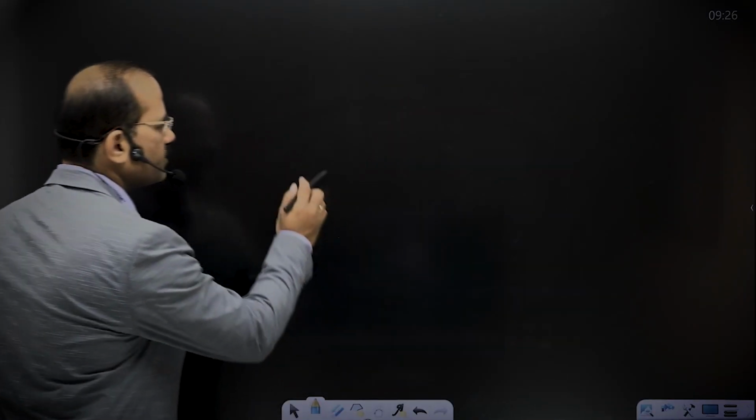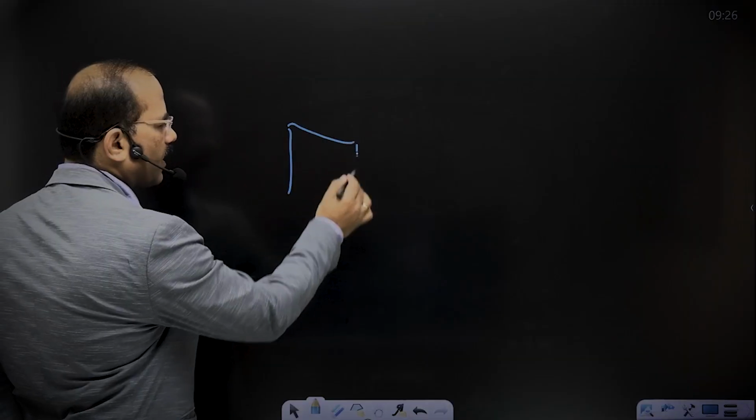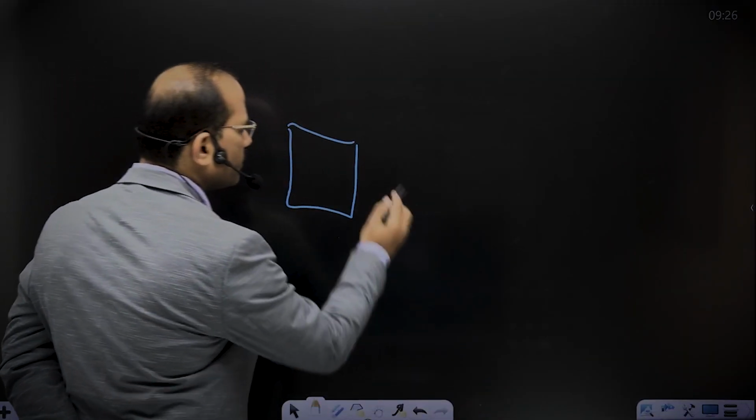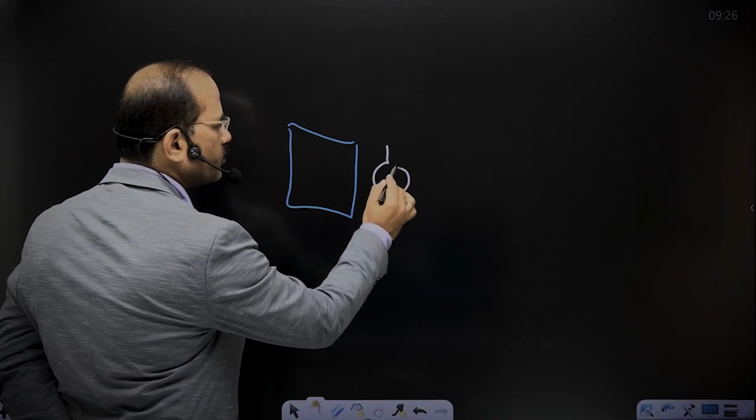Have a look at this. I'll make this as the cavernous sinus. We have taken a section here. So what's on the medial side here of the cavernous sinus? That's a pituitary gland here.